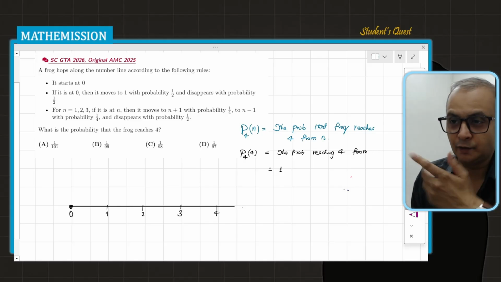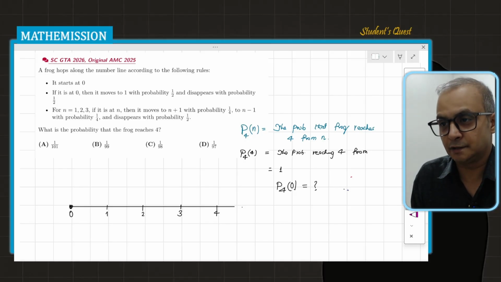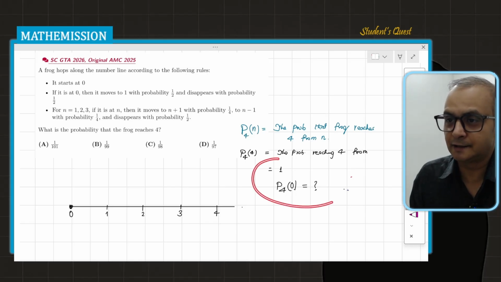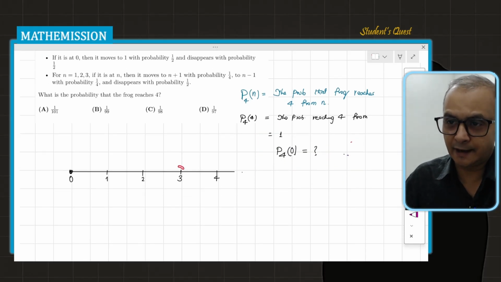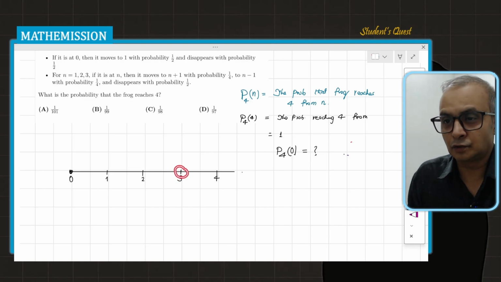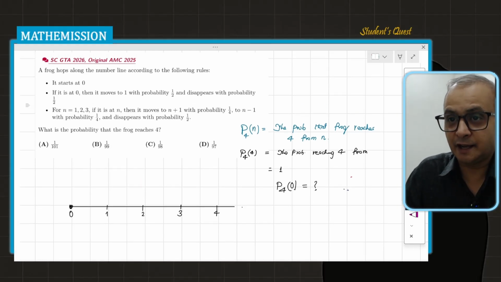Now what do I have to evaluate? Because the frog is starting from position number 0, I have to evaluate the probability P40. Let me write it. So P4 from 0 I have to evaluate. I'm not going to write all the details. Now you understand the meaning of P40. Let's think in this way. Suppose the frog has reached position 3 somehow. From position 3, it wants to go to 4 or it wants to go to 2, we don't know. It is given that for any position n, if it wants to move forward, the probability of going forward is half.